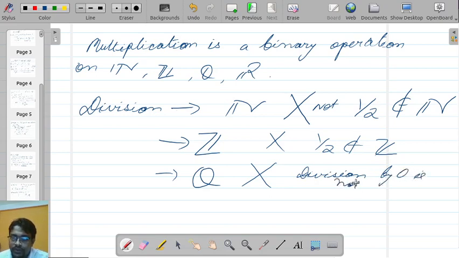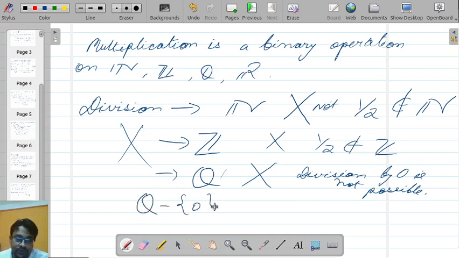For a binary operation, for each pair of elements in G cross G, there should be a unique element in G. That is the binary operation. So division is not a binary operation in these sets. But if I take the set Q minus the singleton 0, removing the 0 element, then division is a binary operation on the set of non-zero rational numbers.